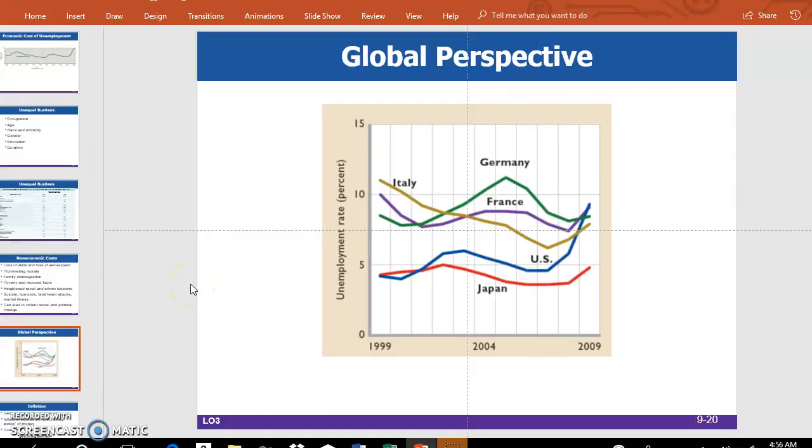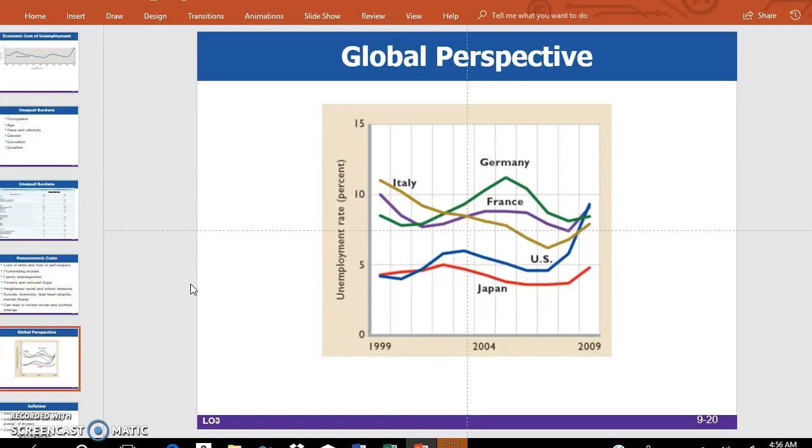This is global perspective on unemployment. Look at that. We have 1999, 2004, and 2009 on the horizontal axis. Look at the US, the blue line. It is lower than Germany, France, and Italy. All right, during that decade. But unemployment rate was higher than that of Japan for that decade, right?